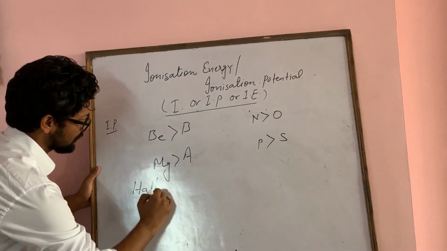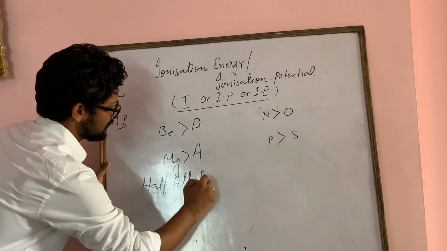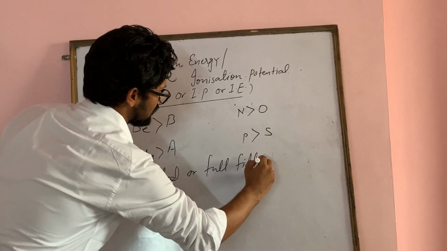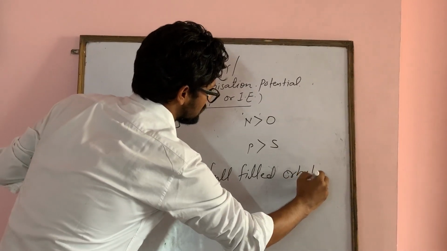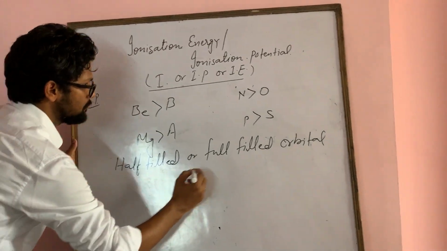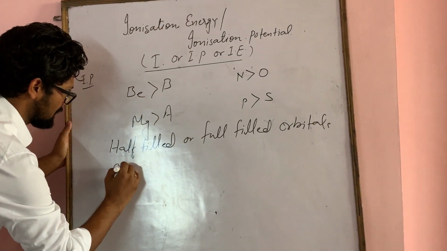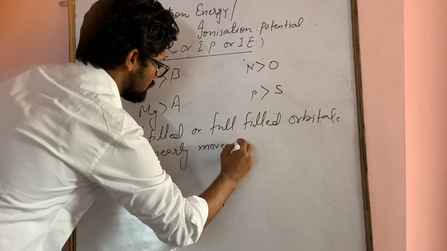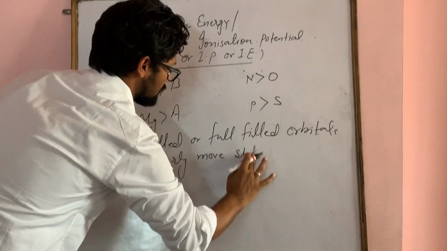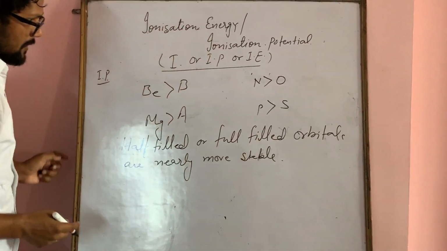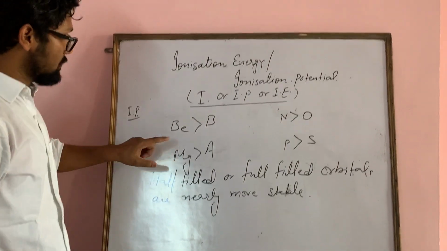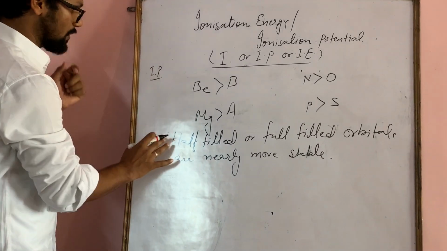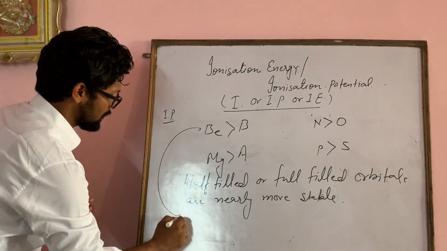Half filled or full filled orbitals or subshells are comparatively more stable. If they are more stable, it means beryllium is more stable than boron. I am going to explain what the meaning of half filled and full filled is.